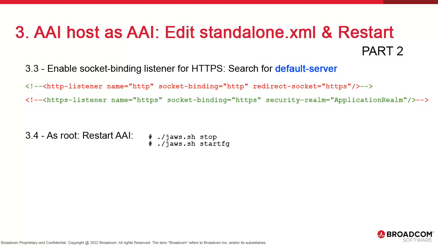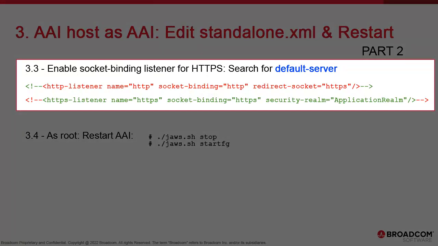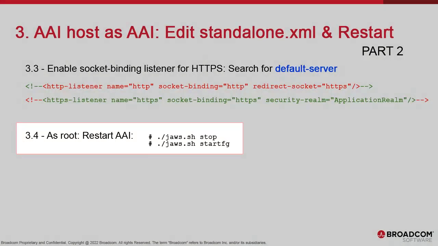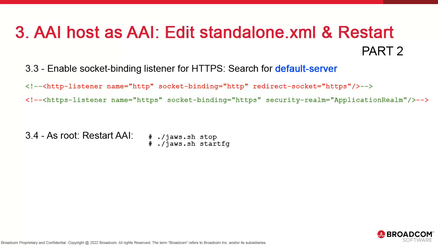This is part 2. We enable a socket binding listener for HTTPS. Search for default-server. Comment out HTTP and remove commenting for HTTPS. You can save the file. Then as root, stop the AAI server and restart it. Assuming no errors in the start procedure, your AAI server is now HTTPS enabled. We'll use an HTTPS URL with port 8443 to connect via the web UI.